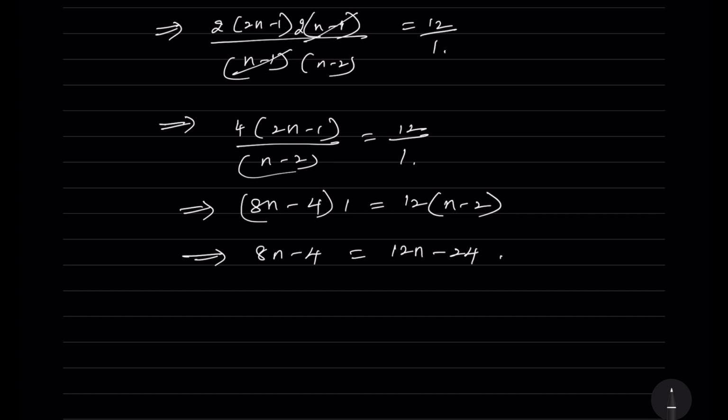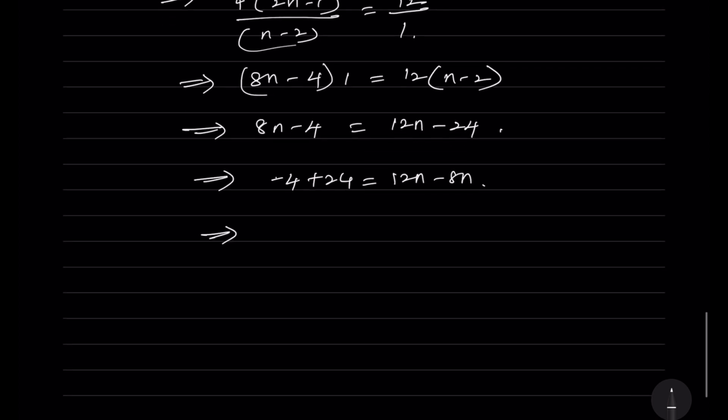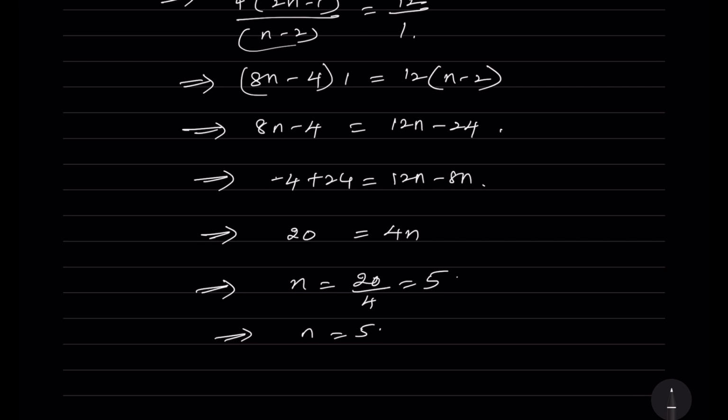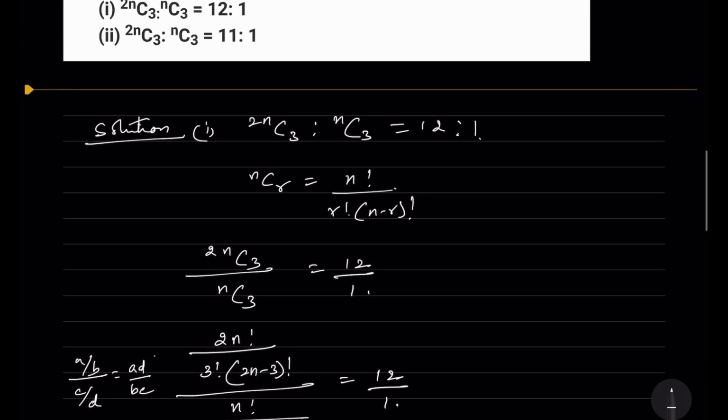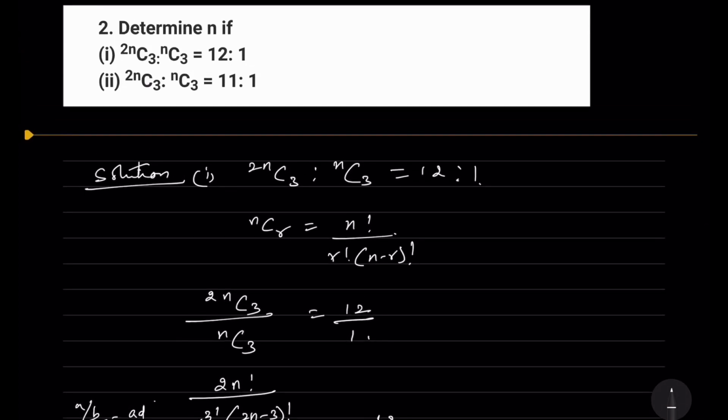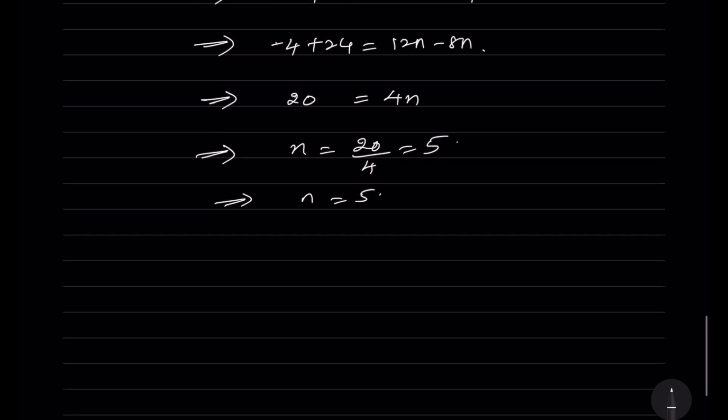Therefore, bring all the terms to one side. So minus 4 plus 24 is equal to 12n minus 8n, which implies that 20 is equal to 4n. So n is equal to 20 by 4, which is equal to 5. So n is equal to 5. Therefore the answer we got for determining n is 5.